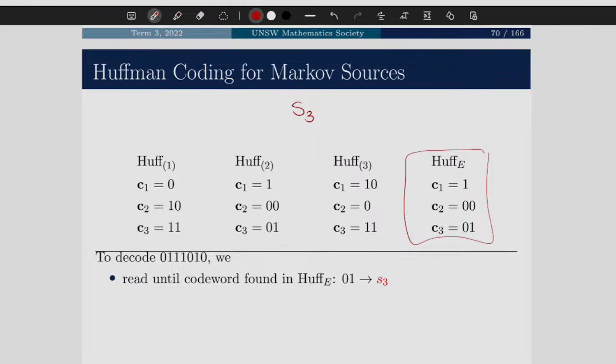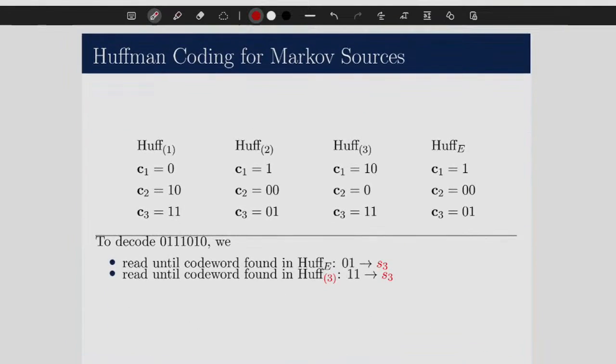Now, what are we looking at after S3? Well, because we did S3, we're looking at Huffman 3, right? And then what we find is we can do 1, 1, and that will correspond with another S3. Similarly, we look after that, so we can look at these 3 symbols now. We have a 0, so hence that's going to be S2.